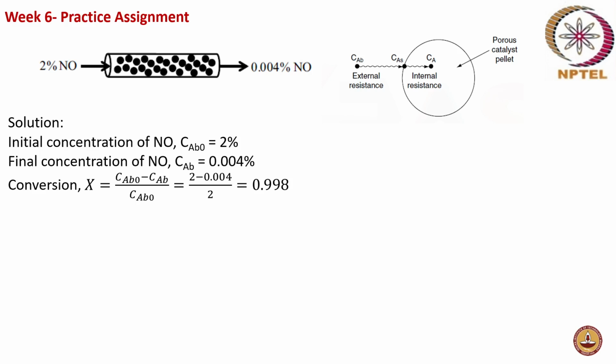Now step number 1 is, what is the first question asked? It's been asked to first of all calculate the Weisz-Prater parameter and then find out if it is internal diffusion limiting. So the Weisz-Prater parameter is given by CWP is equal to eta into phi 1 square, where eta is your internal effectiveness factor and phi 1 square is the square of your Thiele modulus.